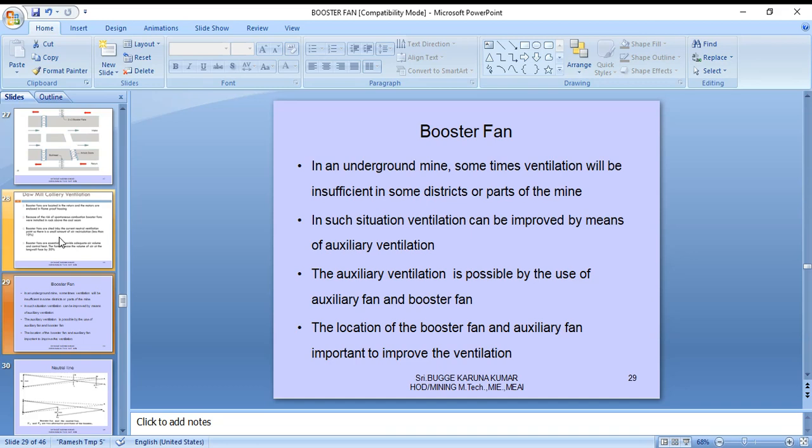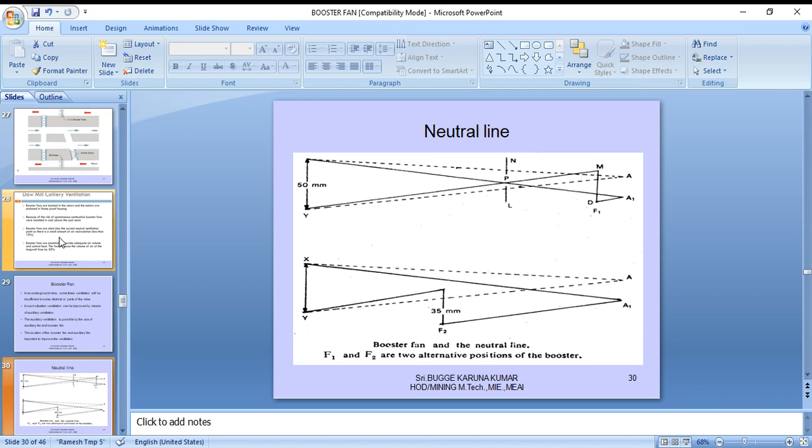With a booster fan in an underground mine, sometimes ventilation will be insufficient in some districts, the parts of the mine. In such a situation, ventilation can be improved by means of auxiliary ventilation. Auxiliary ventilation is possible by use of an auxiliary fan and a booster fan. The location of the booster fan and auxiliary fan is important to improve the ventilation. So this is one neutral line system where the booster fan is at the exact location, and how it affects fan F1 and F2, or two alternative positions of the booster fan. The location is shown here very clearly.